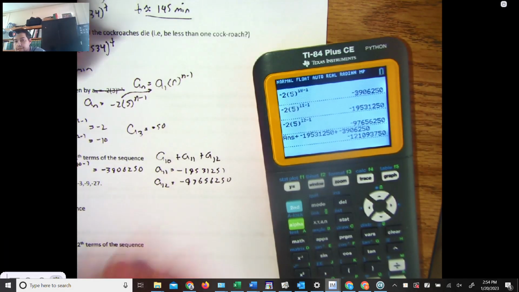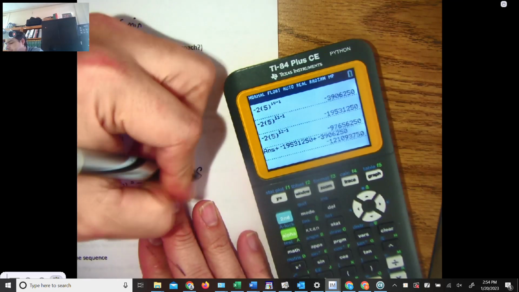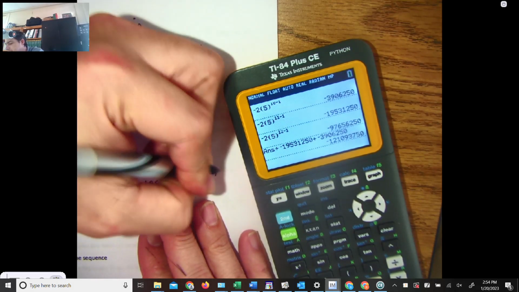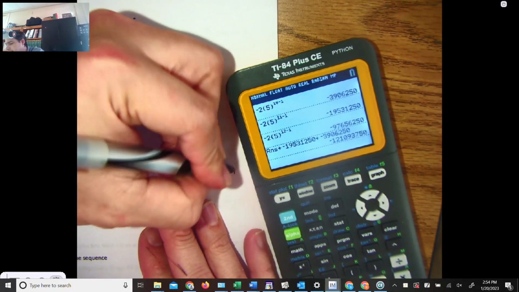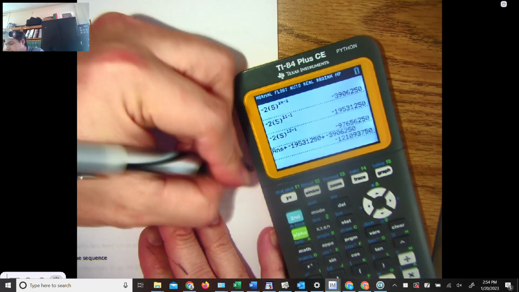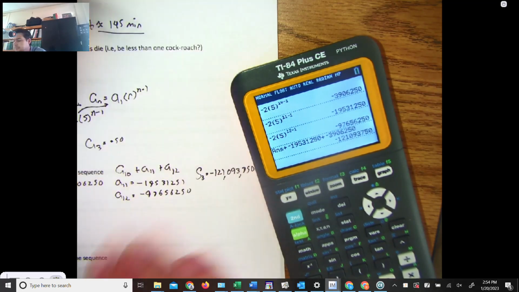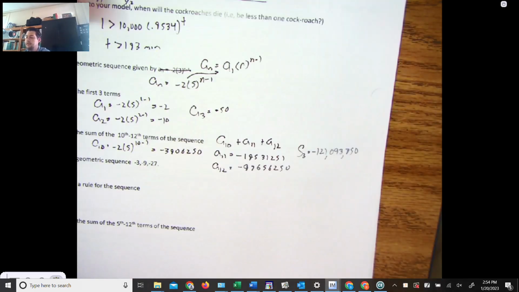The sum of these 3 things is -121,093,750. Big stinking negative number, isn't it? That's the easiest way to do that one.